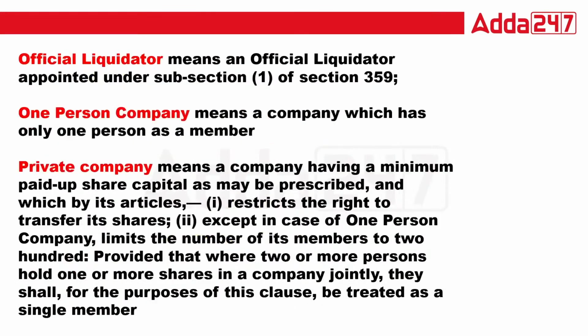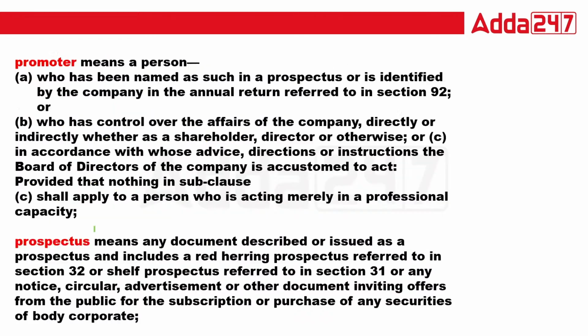Official liquidator. One person company is a company which has only one person as a member. Private company: minimum paid up share capital is nil, and it restricts the right to transfer shares. It means a private company cannot transfer shares except by mutual consent, and limits the number of members. For a private company, the minimum is 2 and the maximum is 200. Maximum is 200. That is important.